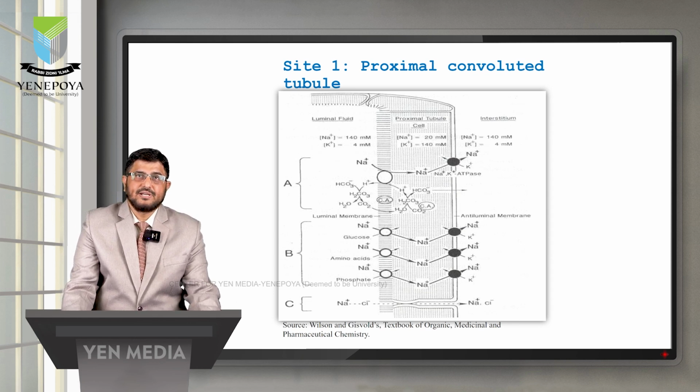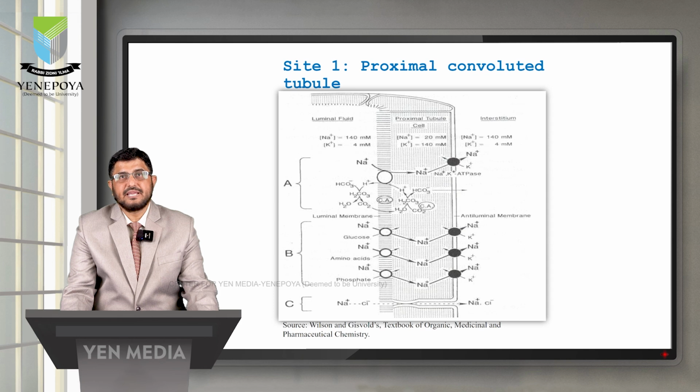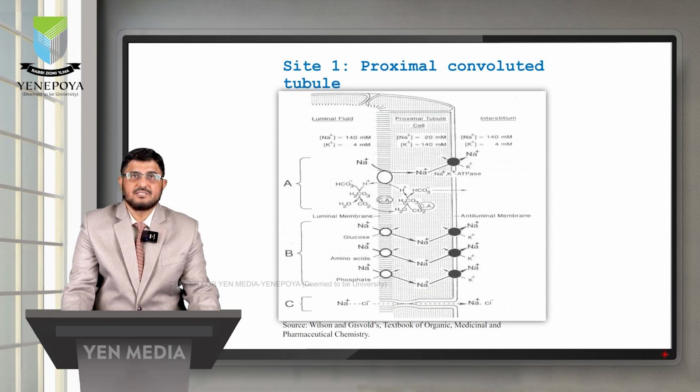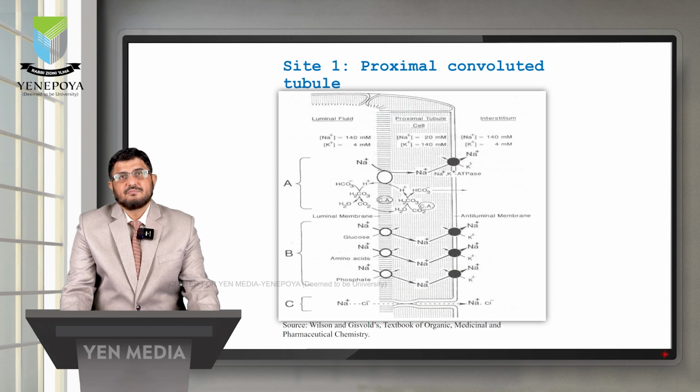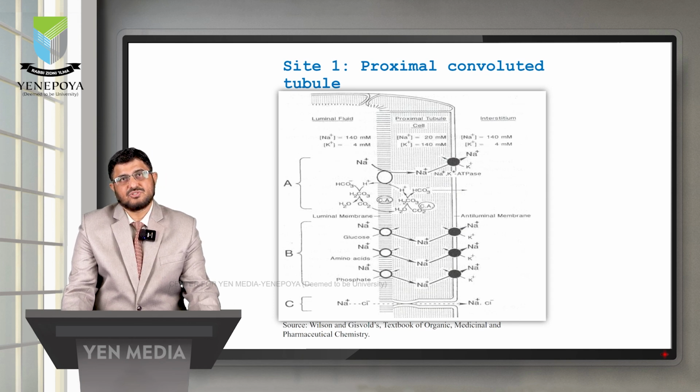When the tubular fluid passes through, it contains sodium, potassium, calcium, magnesium and bicarbonate. As the fluid passes through the tubular region, the sodium should be reabsorbed. For that purpose, when the sodium is passing through the tubules, the sodium will be exchanged with the proton, the hydrogen ion.